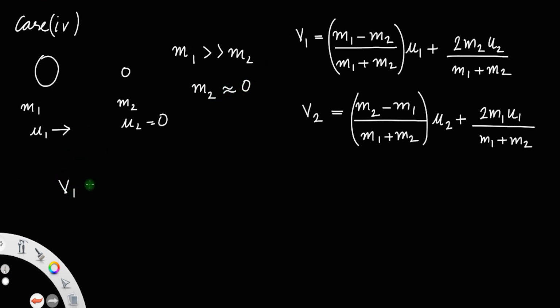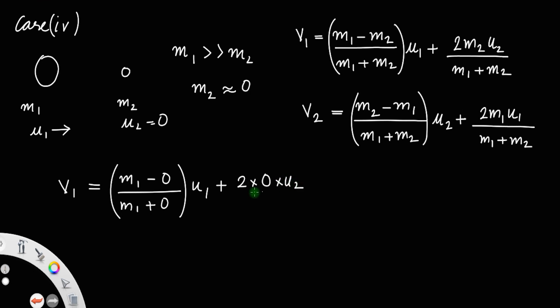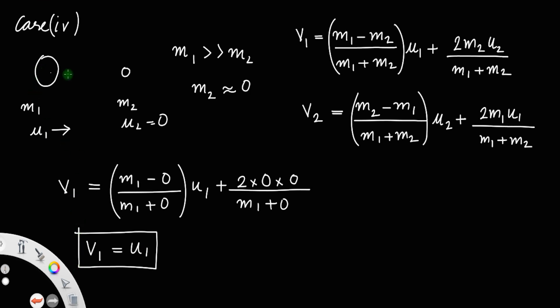So if you put all these values in here, this will be m1 minus 0 by m1 plus 0 times u1 plus 2 into m2 is 0 into u2 is 0 divided by m1 plus 0. So v1 is equal to, this m1 and this m1 will get cancelled, and v1 is equal to u1, which means there is no change in velocity for the massive body. After collision, it moves with the velocity as in the beginning. That means it moves with the same velocity it had before collision.